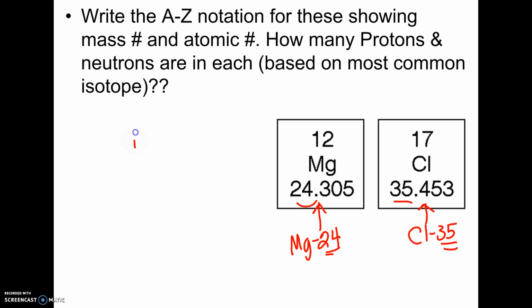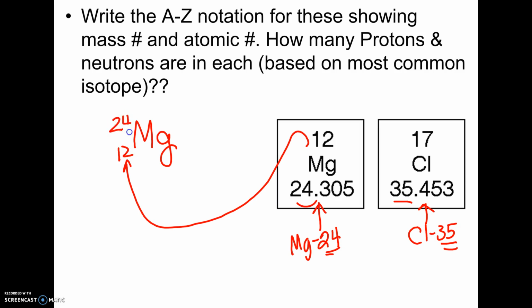So in our bottom corner for magnesium, it would be our atomic number, 12, our number of protons. And in our top corner, it would be 24 because that would be our protons plus our neutrons for our most common isotope. If you were then asked how many neutrons does this have, 24 minus 12, 12 neutrons.